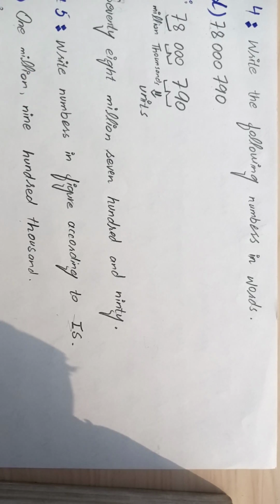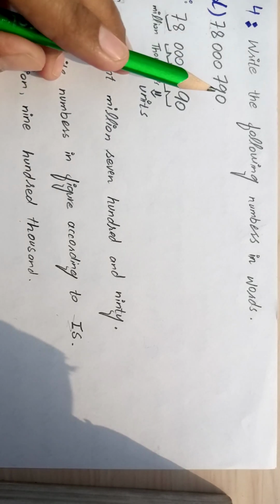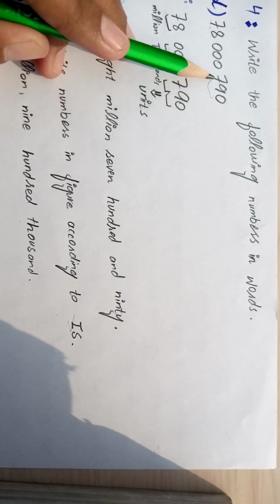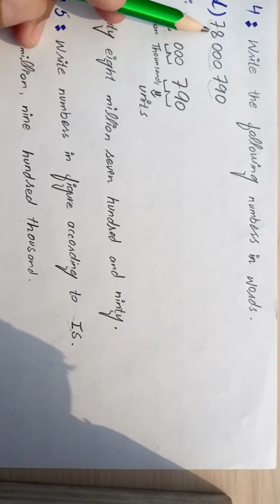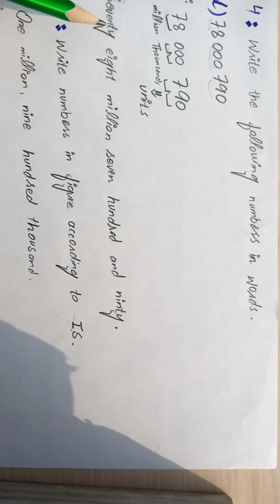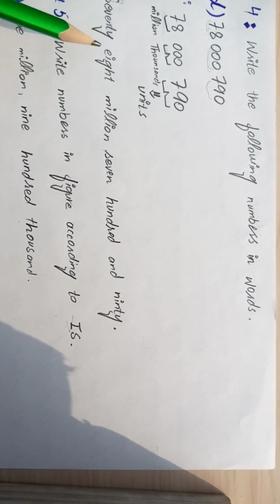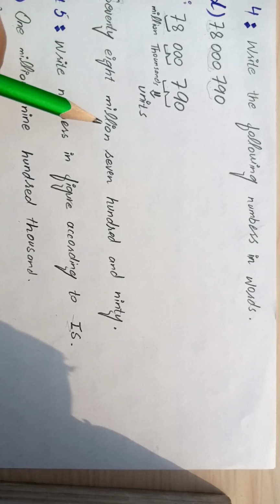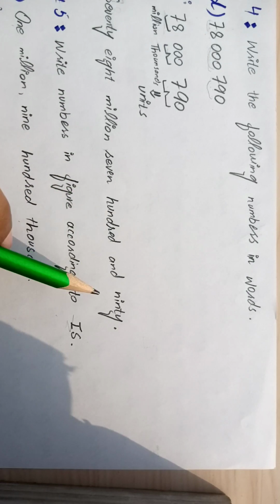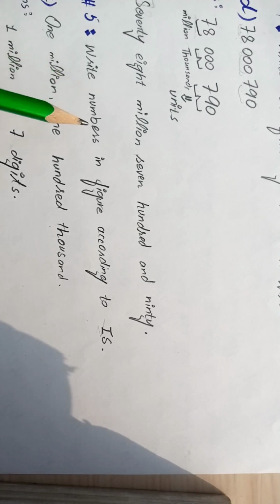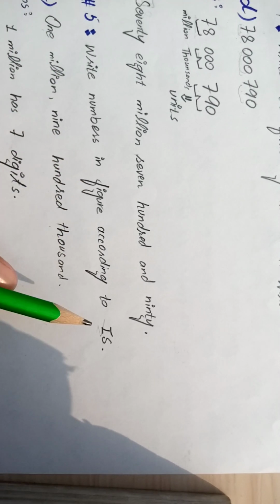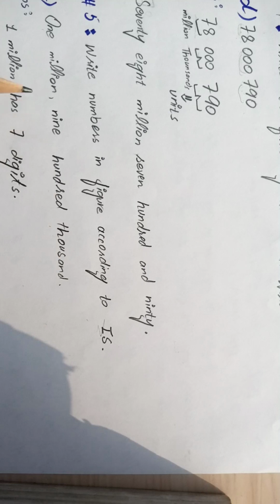Now we can see that this one is our unit place, this one is thousand place, and this one is million place. So we can say it as 78,790,000. Question number 5 is: write numbers in figures according to the international standard.